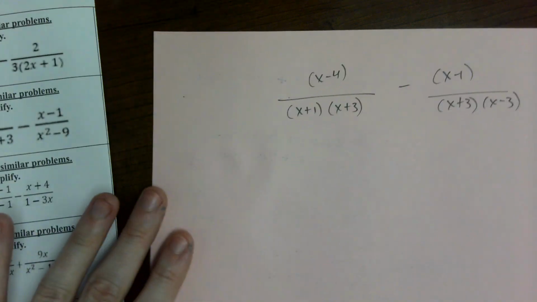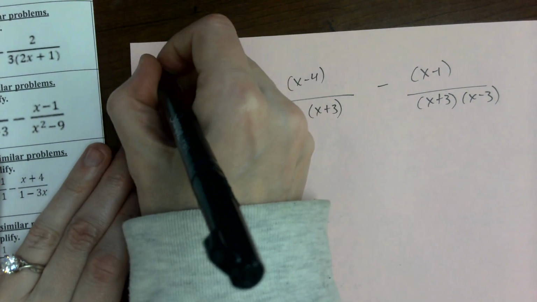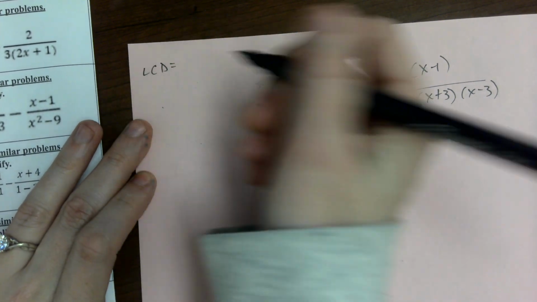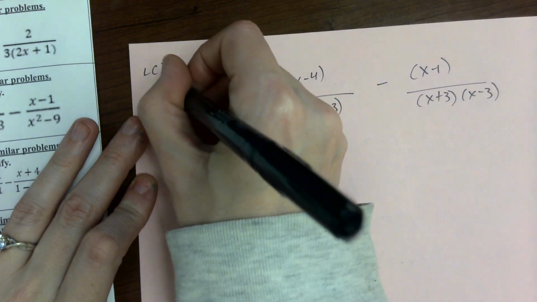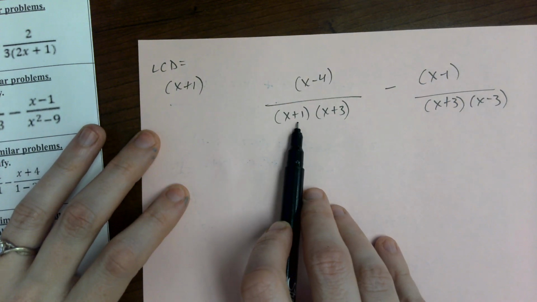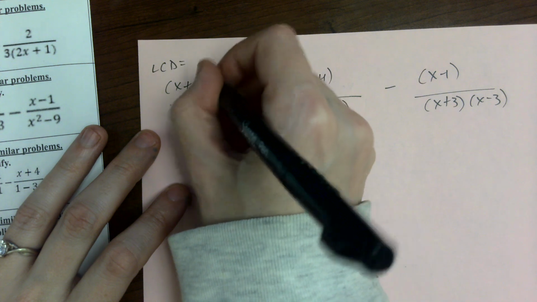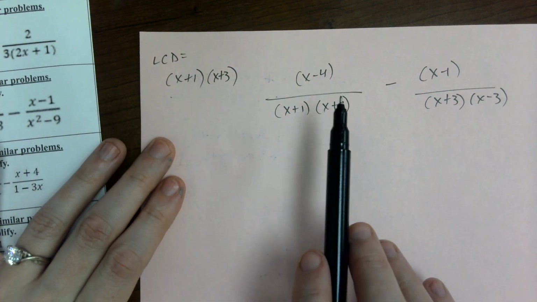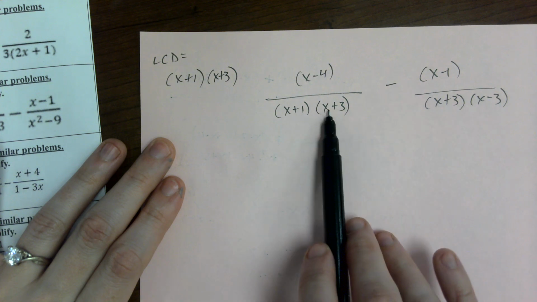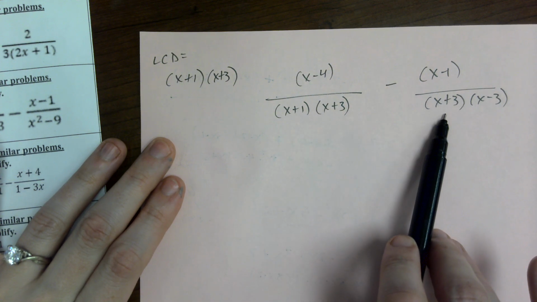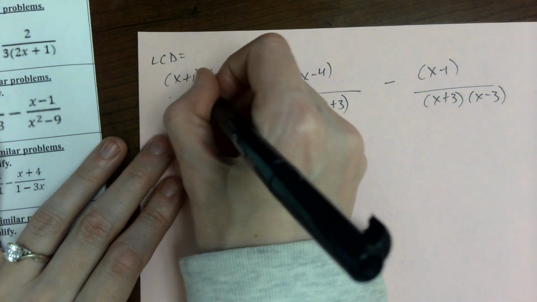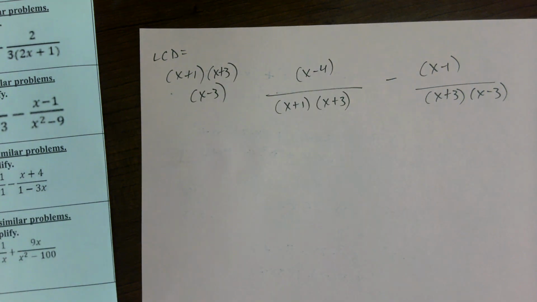All right. So in this case, for my LCD, I've got to include an x plus 1 to take care of that. Then I need an x plus 3. But by including this x plus 3, I am covering both of those, so I don't need another one. But what I have not covered yet is this x minus 3. Okay, so that's the LCD.